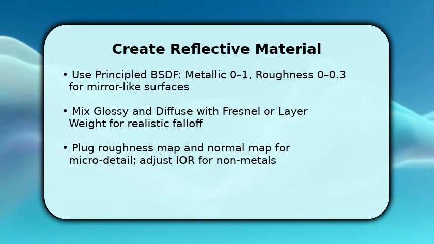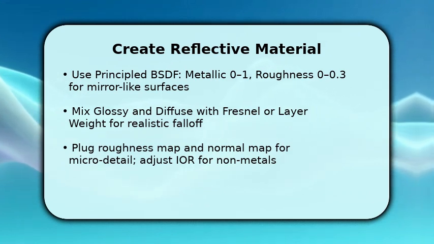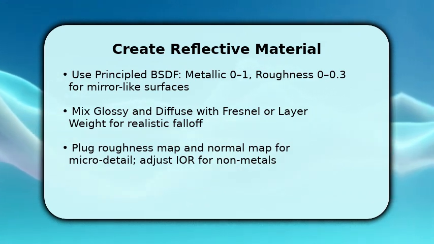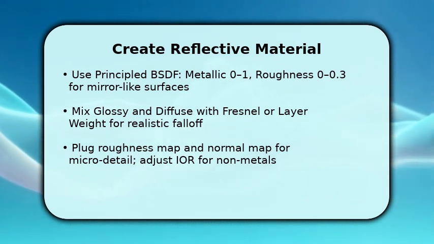Now you build the material that creates reflections. Add a Principled BSDF and reduce roughness toward 0 for sharp reflections. Raise metallic toward 1 for metal surfaces. To control reflectivity by angle, mix shaders using Fresnel or layer weight. This gives realistic edge highlights.